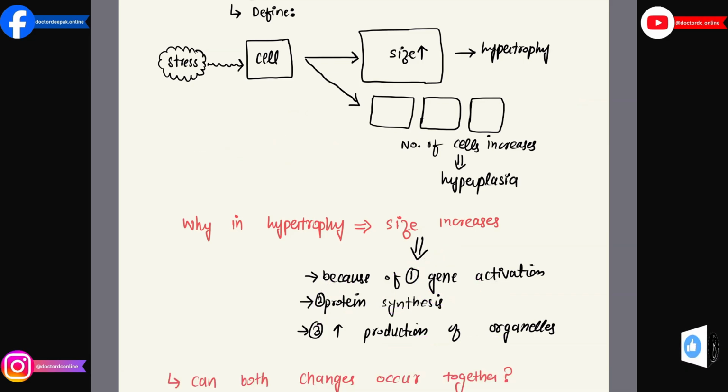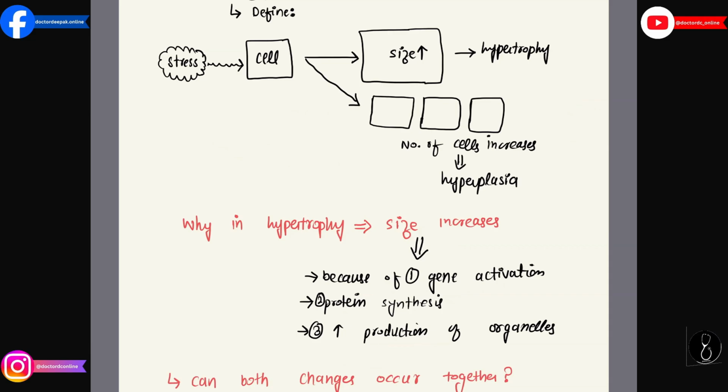Now let's take an example. They can ask a question: is it possible that hypertrophy and hyperplasia, these changes occurring in the cell, can occur together or not? This is a question I am asking you. Is it possible that hypertrophy and hyperplasia can occur together? The answer to this question is yes, it's possible. Hypertrophy and hyperplasia can occur together.